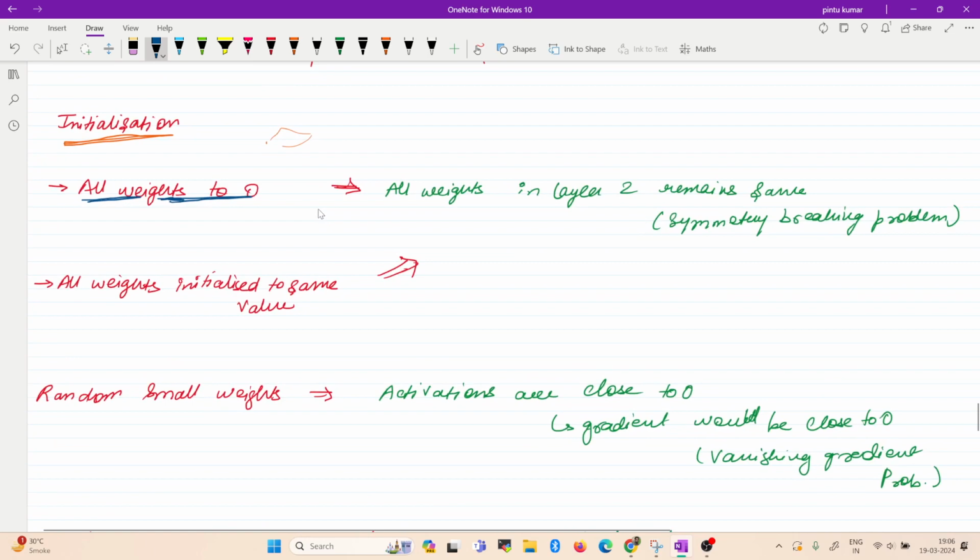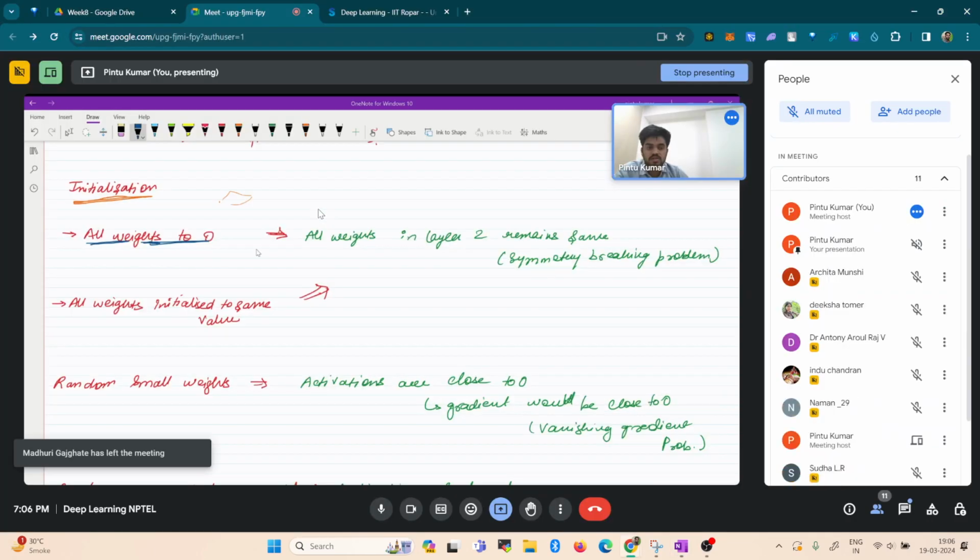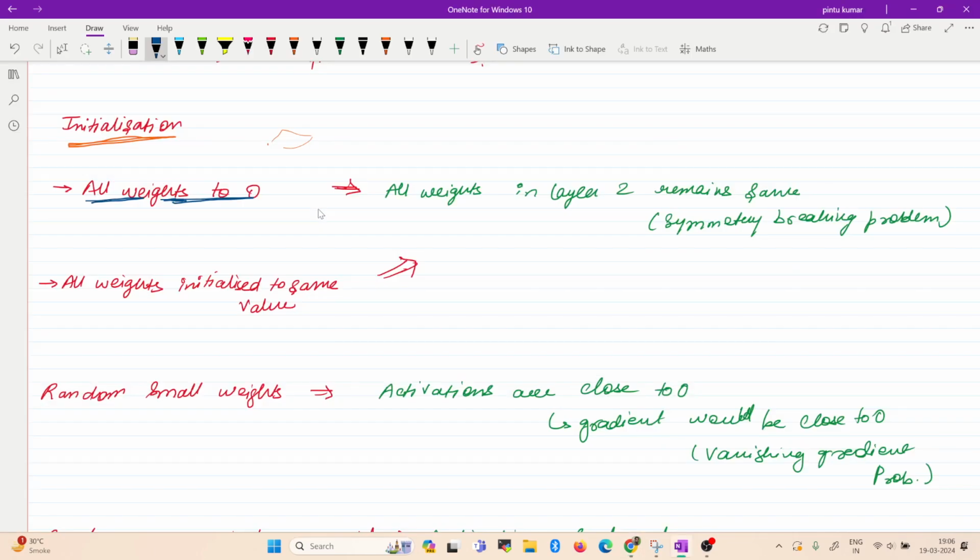the problem that you might encounter is that all the weights in your layer 2 would remain the same throughout the training. So if you have, let's say, this as input, this is your second layer.